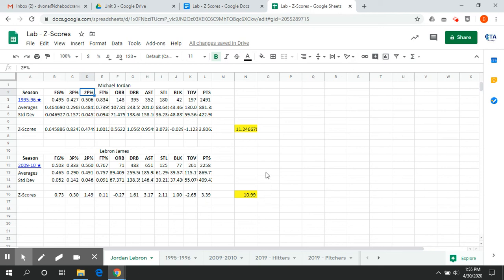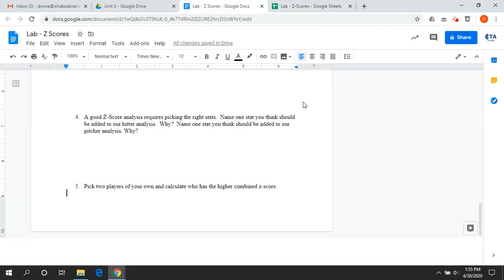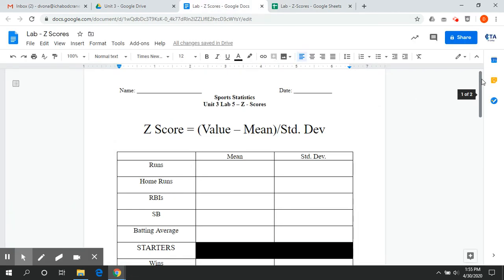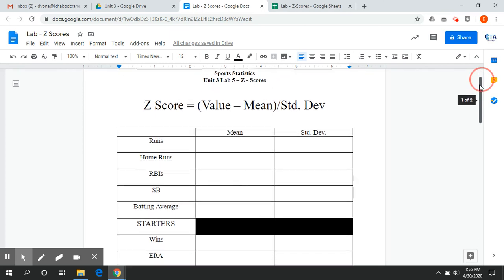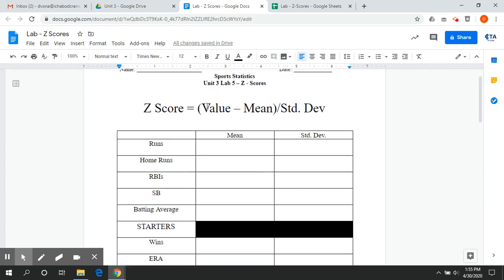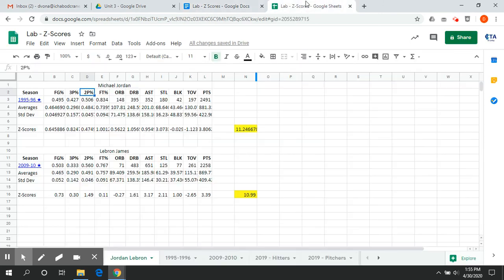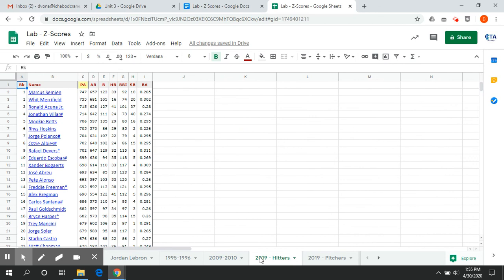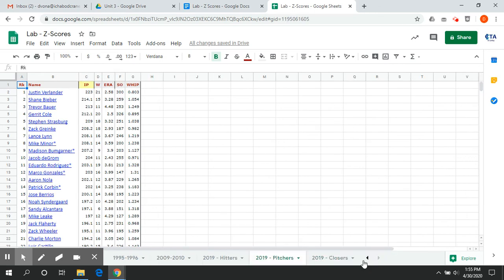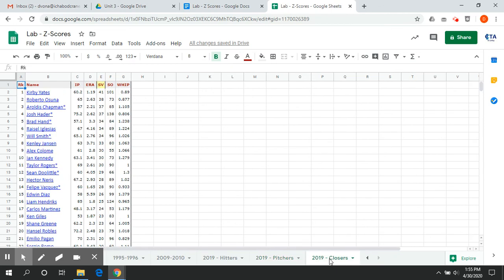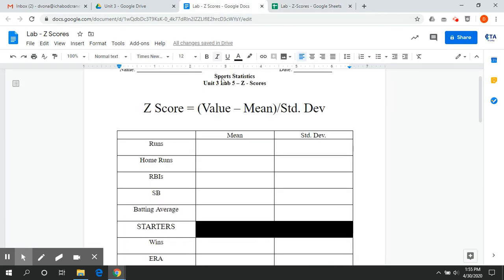So your lab for this activity looks like this. It focuses on the most recent baseball season. The formula is up at the top of the lab. This chart is for you to collect all the means and standard deviations that you're going to need. In the spreadsheet, there's going to be a tab for 2019 hitters, 2019 pitchers, and 2019 closers. So pitchers and closers got separated out into different categories.